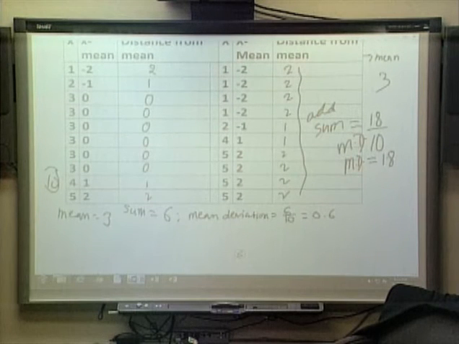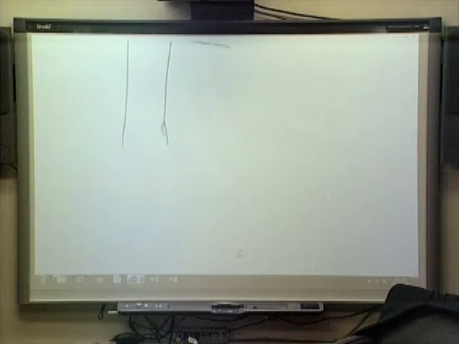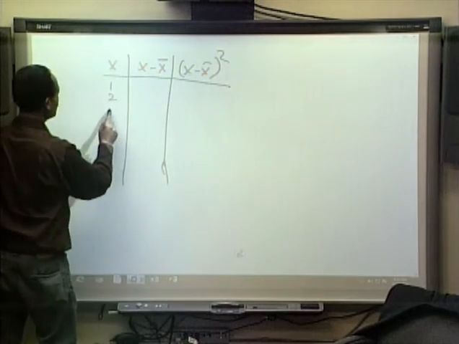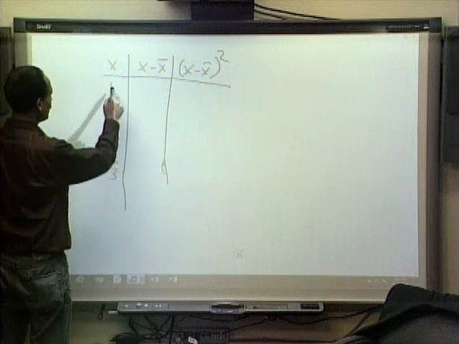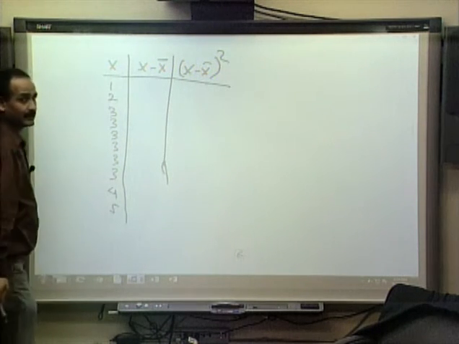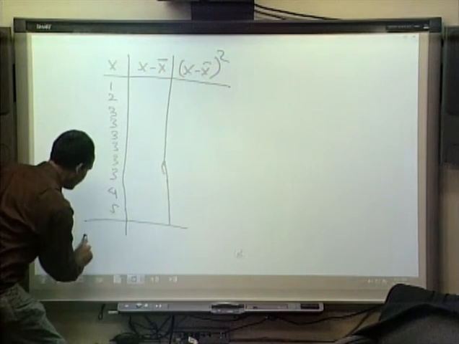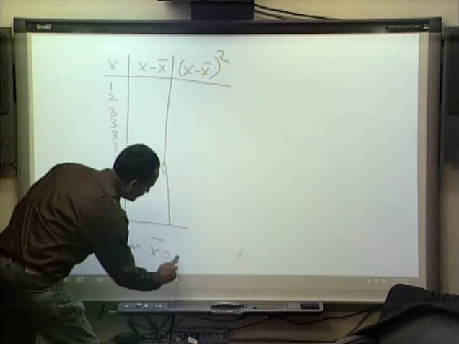So I will be using the previous data to calculate the standard deviation. It says 1, 2, 3, 3, 3, 3, 3, 3, 3, 3, there are 10 of them. So 1, 2, then eight 3s, and 4, 5. This is our first data set. And as done earlier, we know the mean x bar for this data is 3.